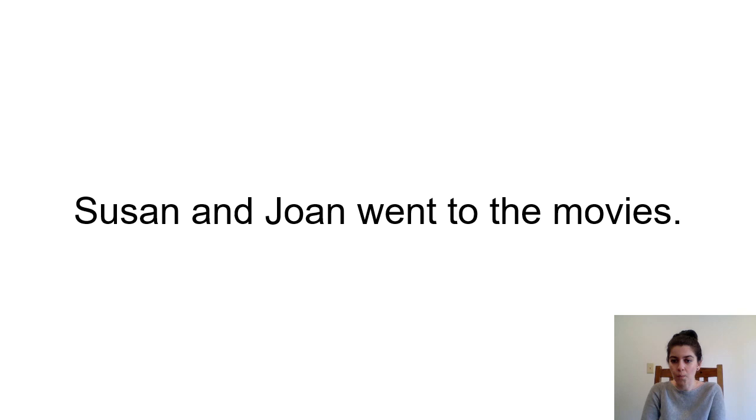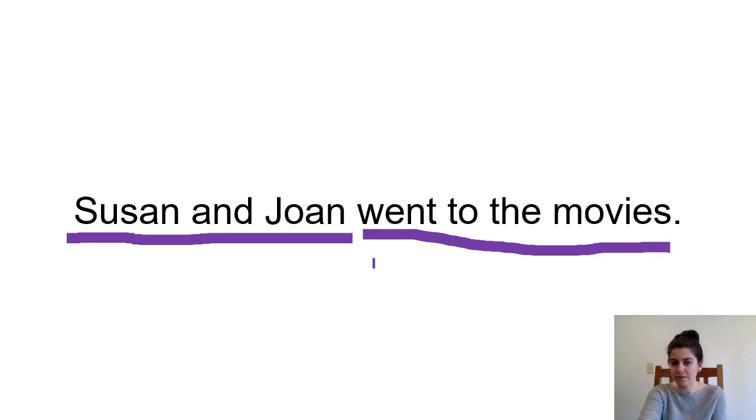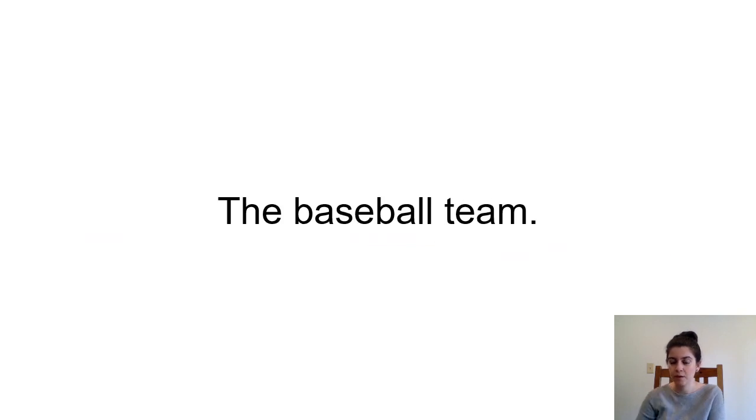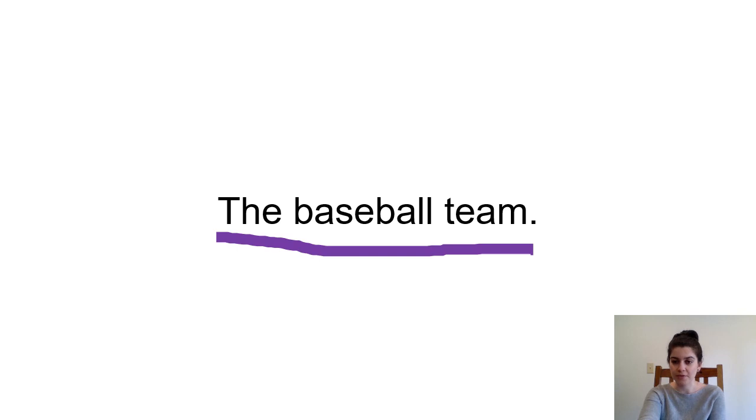Susan and Joan went to the movies. Complete or incomplete? Good. This one is complete. Our subject is Susan and Joan. Our predicate is went to the movies. We know who and what they did. That is a complete sentence. The baseball team. Complete or incomplete sentence? Okay, this one is incomplete. We only have a subject. We don't know what the baseball team did.